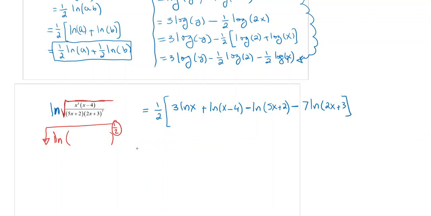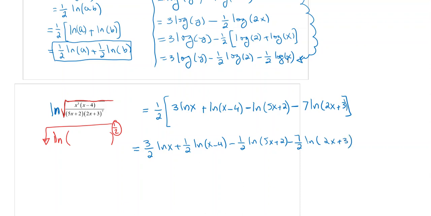You can distribute that 1/2 if you want, and you get 3/2 ln of x plus 1/2 ln of x minus 4 minus 1/2 ln of 5x plus 2 minus 7/2 ln of 2x plus 3.